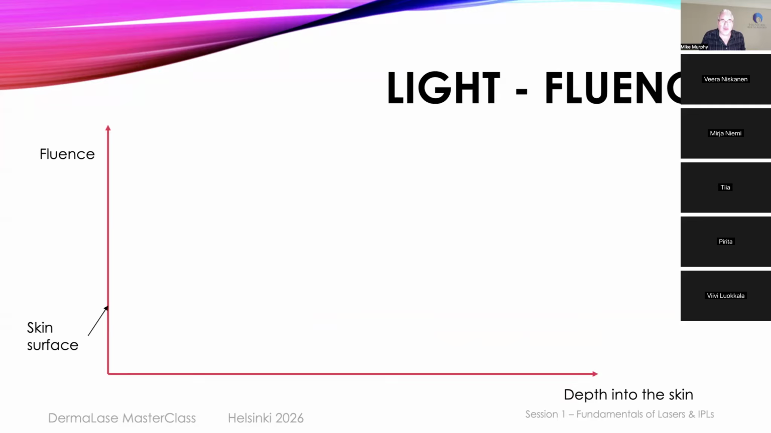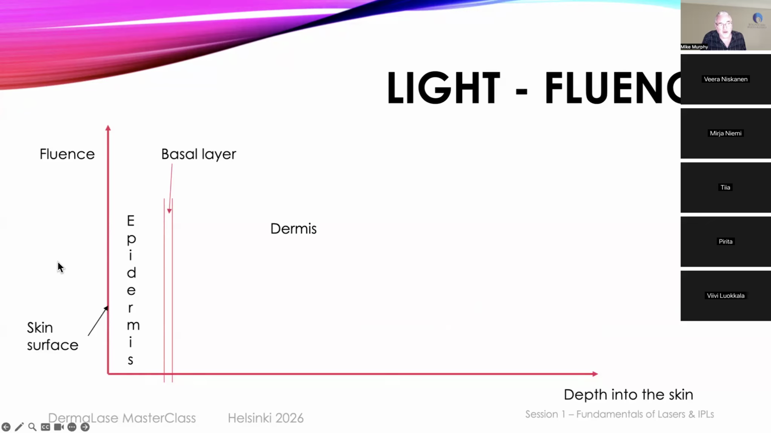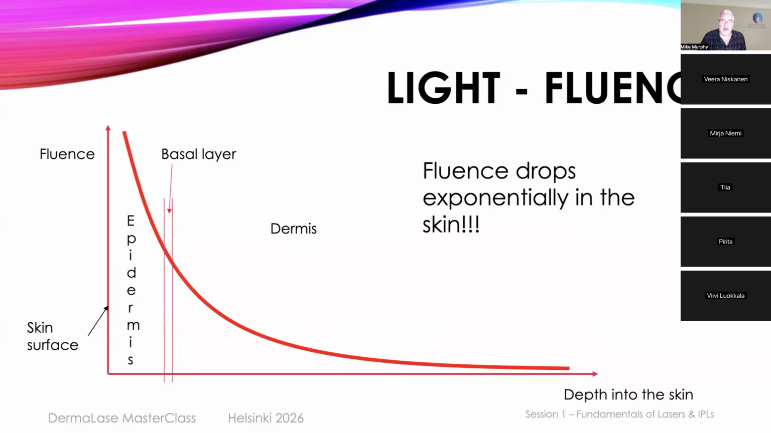The way this tends to work in the skin, if we look at the depth of skin going that direction, not down the way. It's a bit weird, but there you go. So there we have the skin surface. That's the epidermis. Then you've got the basal layer, which is very thin, and then that's the dermis. And if you fire the light in from the left-hand side here, and you fire it into the skin, it generally goes something like this. It's kind of like an exponential drop.